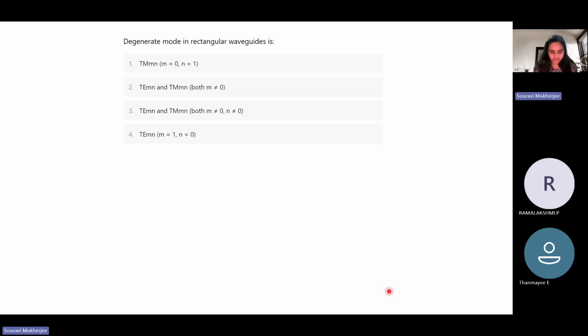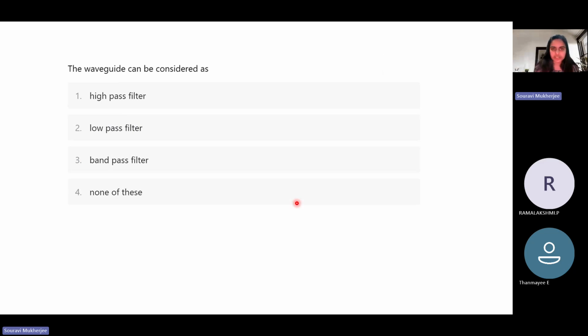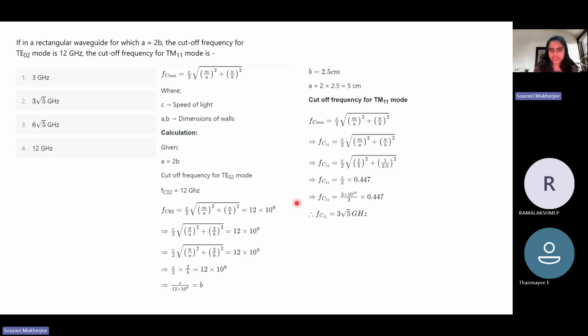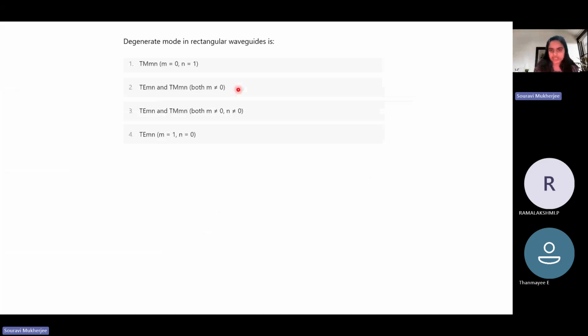Now, let us talk about degenerate modes. When we talk about the cutoff frequencies, looking at this expression, for a particular combination of M and N this is the form of your cutoff frequency. Many combinations of N and M can give you the same cutoff frequency, so all these are called degenerate modes. Now the question says, among the following, which of them are degenerate? They are different modes, but they correspond to the same cutoff frequency.